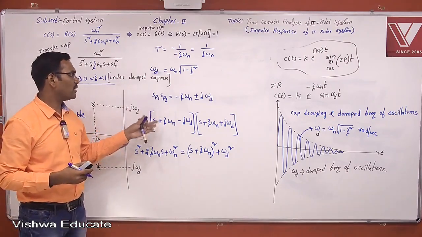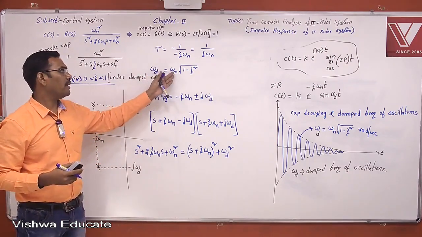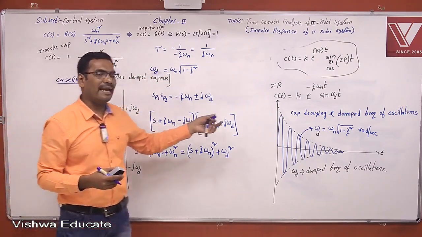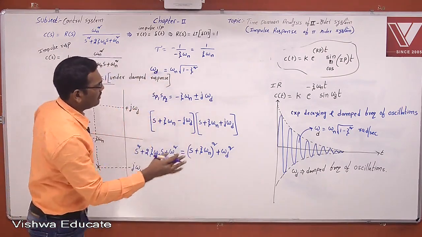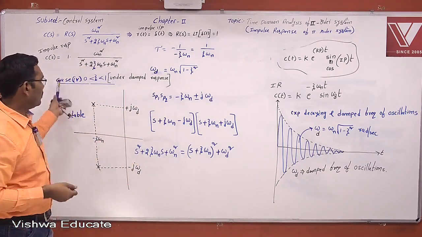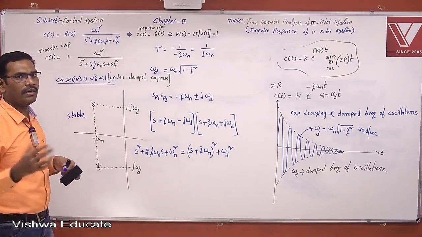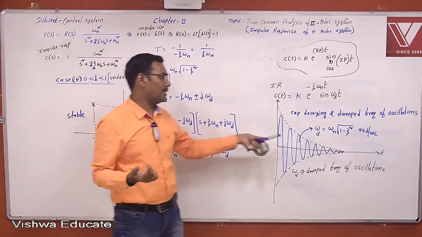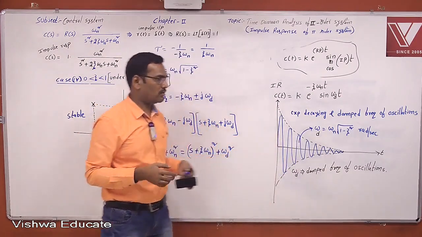These are the poles location. I just do only omega n into square root of 1 minus zeta square is replaced with omega d, where omega d is a damped frequency of oscillation. Again, the same thing with the omega d is the only change. Okay, you just note down this one also. Or you can remember omega n into square root of 1 minus zeta square is the damped frequency of oscillations. Okay, note down this.